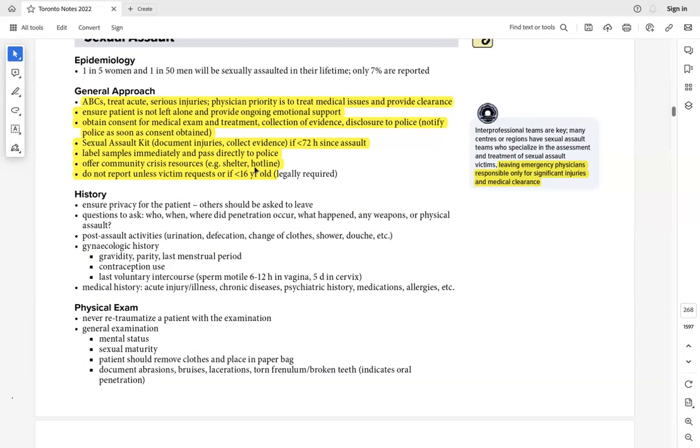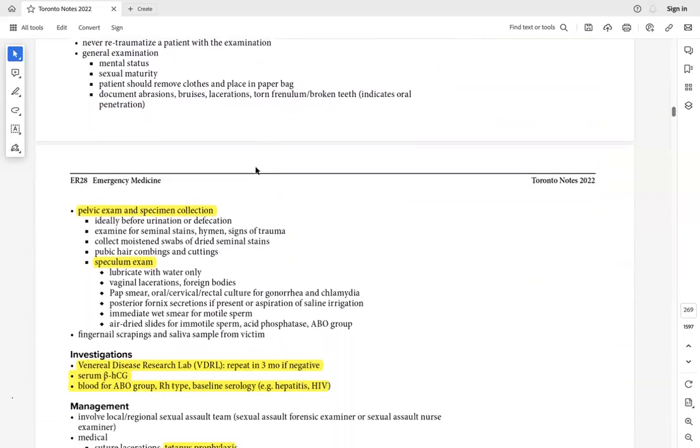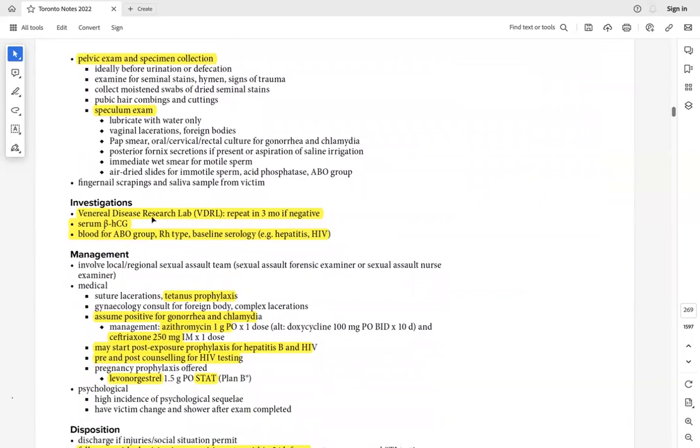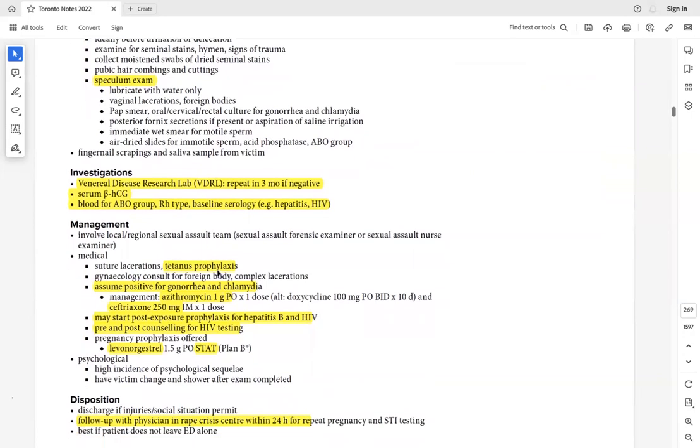Along with that, what will we provide them with? We will provide them with psychological support and other social services. After doing the complete examination, what are the investigations we have to do? We have to do VDRL for syphilis, beta hCG, blood for ABO grouping and type, and hepatitis and HIV. Then we will start the patient on tetanus prophylaxis, give the patient emergency contraception, assume the patient has gonorrhea and chlamydia and give treatment for them, and give treatment for post-exposure hepatitis B and HIV.